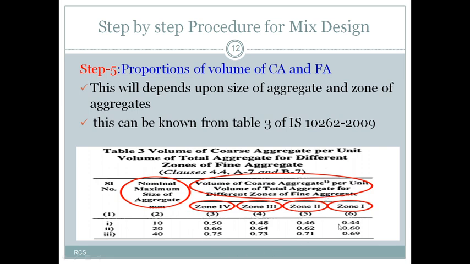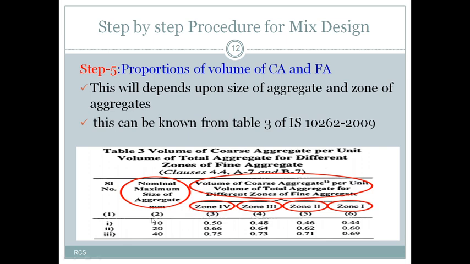These zones are related to fine aggregate and the volumes which are considered with respect to coarse aggregate and total volume. Here total volume is nothing but the volume of fine aggregate plus volume of coarse aggregate. In that ratio we have to take the share or portion of coarse aggregate in the total volume of aggregates.